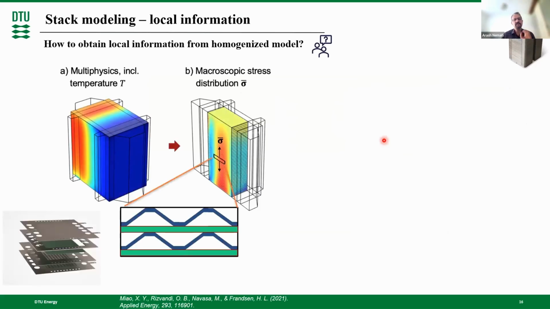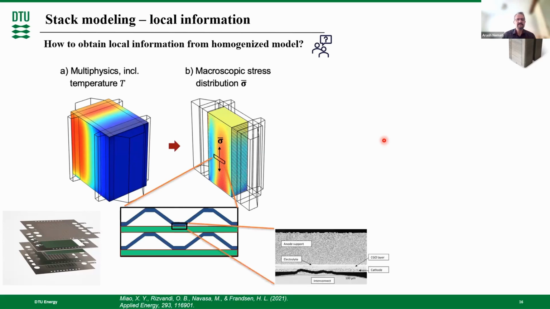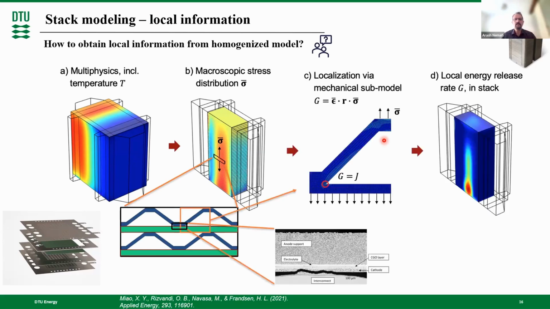For example, for having the thermal stresses in a specific region of the stack, in a cell or in an interconnect, we can get the temperature from the homogenized model, we can get the thermal stresses, and then by some localized sub-models, we can find out if a stack or the cell layer can handle that kind of stress or not. So we can also get some local information by sub-modeling and using this kind of model.